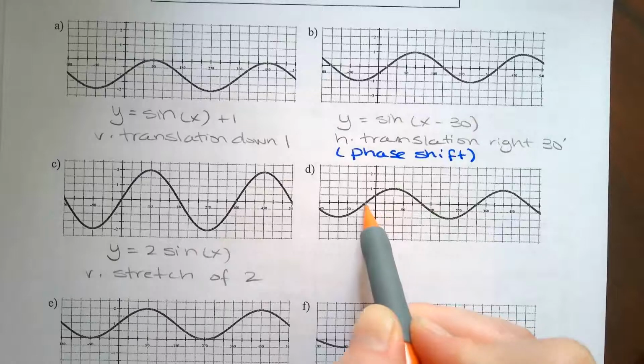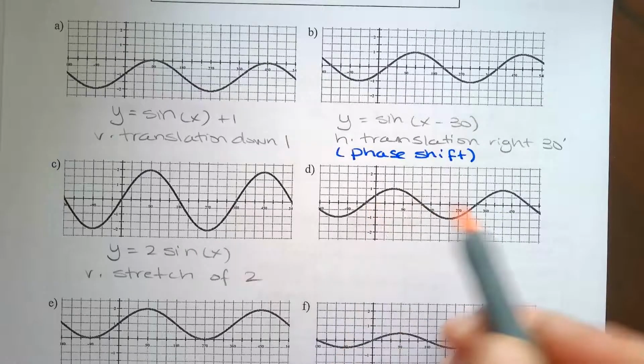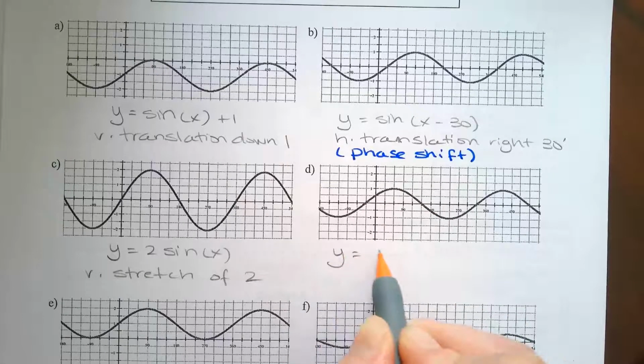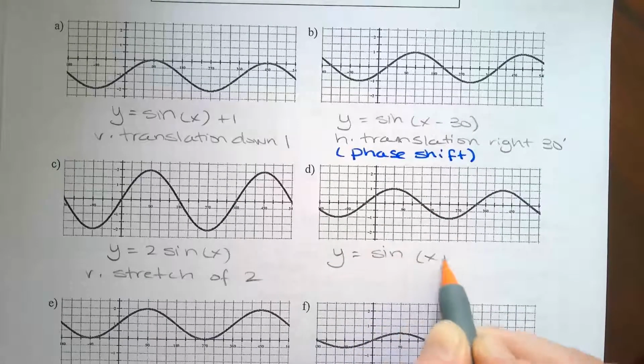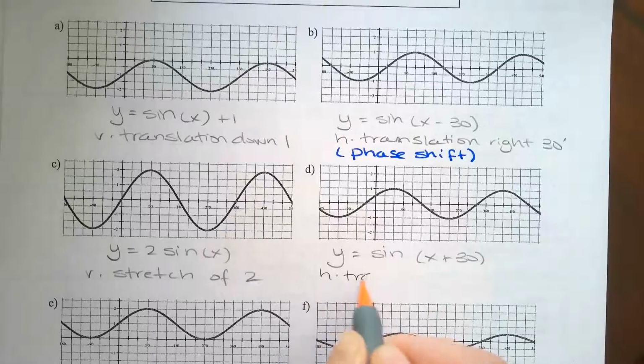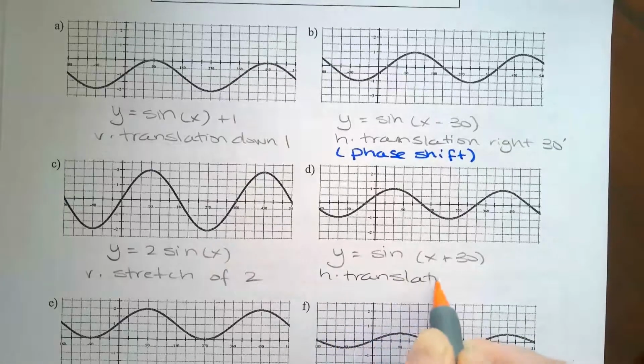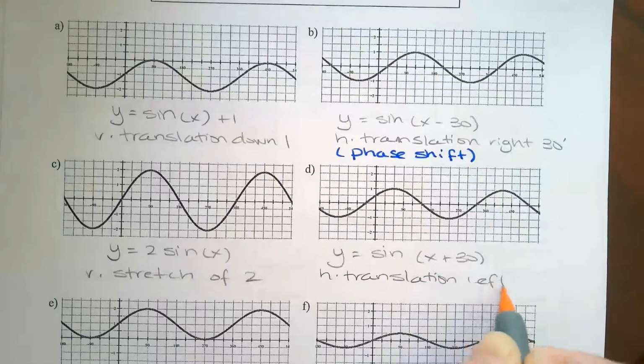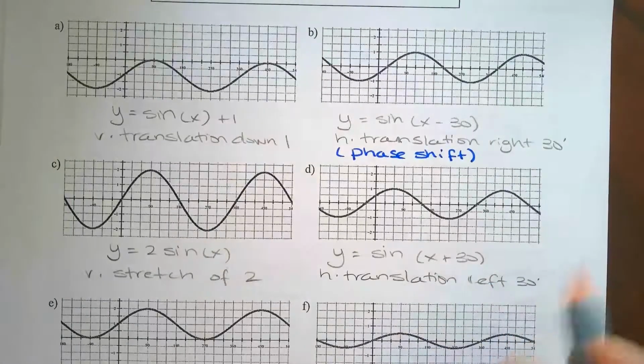Normally it starts at (0, 0). It's moved to the left by 1 space, which is 30 degrees. So we say y equals sine (x plus 30), because brackets lie. So this will be a horizontal translation, left 30 degrees. But shortly we will be changing this to the word phase shift.